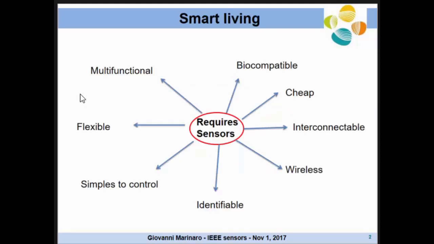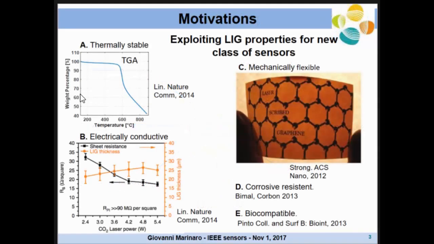Smart living nowadays requires sensors that should be multifunctional, flexible, simple to control, identifiable. They should communicate with each other in an Internet of Things, where the things are the sensors, interconnectable, cheap, and possibly biocompatible. Laser-induced graphene is one of the materials we can use as a smart living sensor. Why? It's thermally stable, electrically conductive, and mechanically flexible.